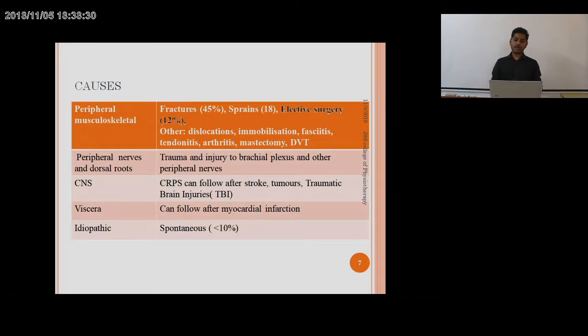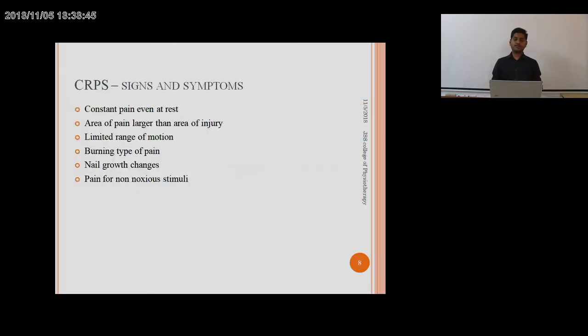When it comes to viscera, it can follow after myocardial infarction. And idiopathic is spontaneous, and there is no definitive cause for a person to end up in CRPS. It could be idiopathic, and the percentage of spontaneity is less than 10%. When it comes to signs and symptoms of CRPS, there will be constant pain even at rest. People with CRPS or RSD will have severe pain even during rest, either lying supine or just simply sitting.